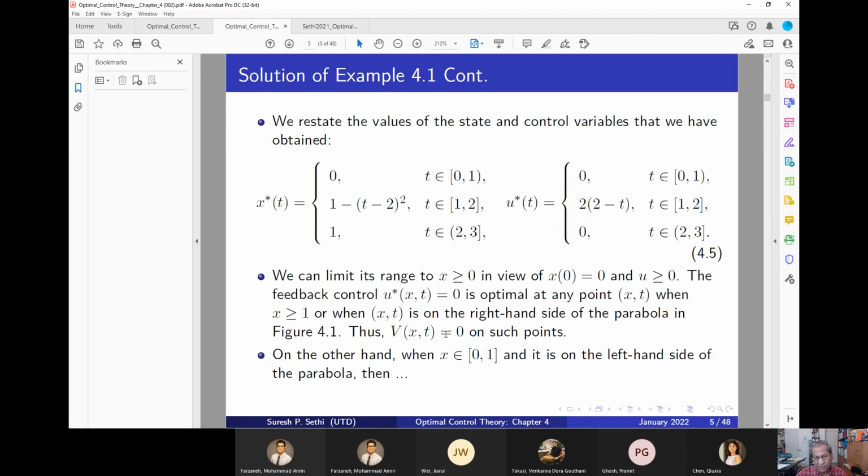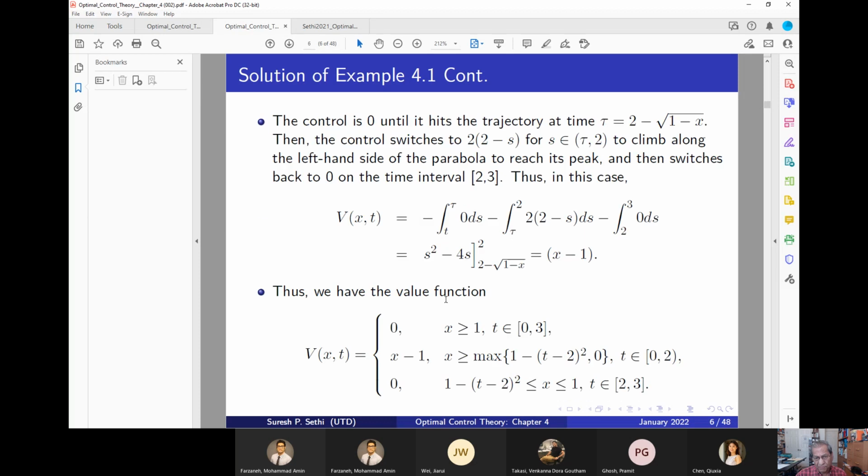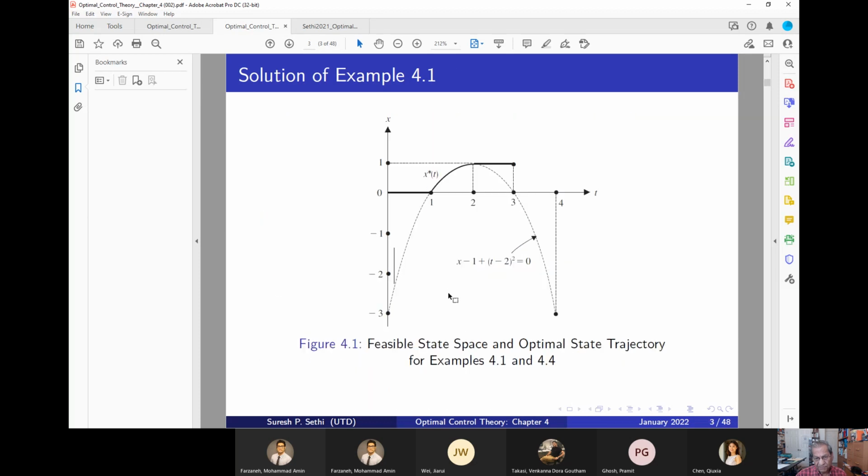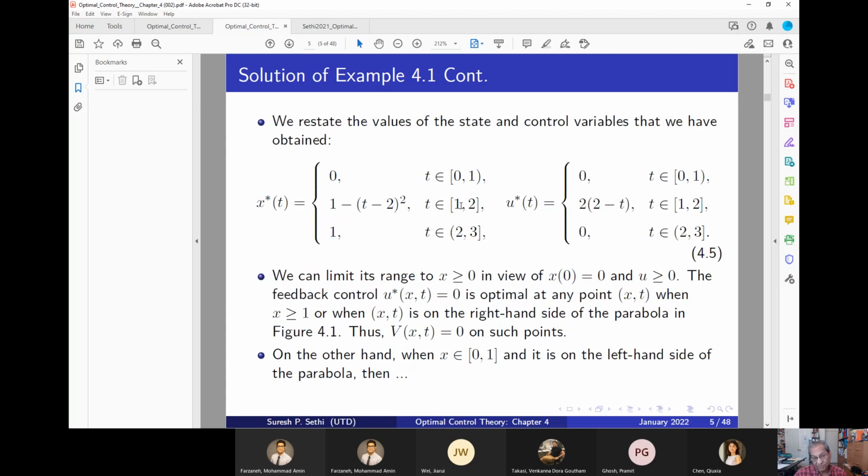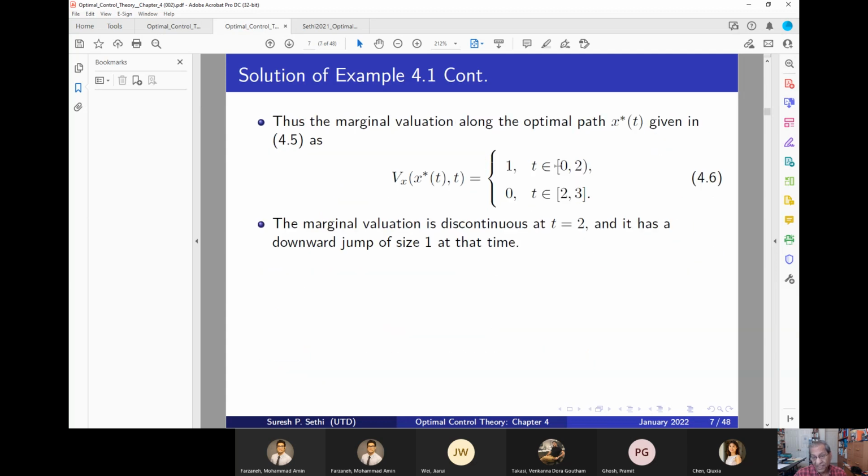So in particular, exactly at this point, at the peak, you see on the left-hand side, the control has a different structure. The right-hand side has a different structure in some sense. It's continuous, but the value function is not continuous. If you see the value function exactly at 2, on the left side it is 1, and the right side it is 0.